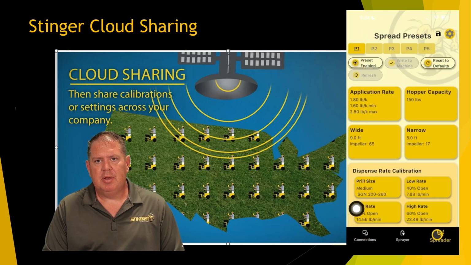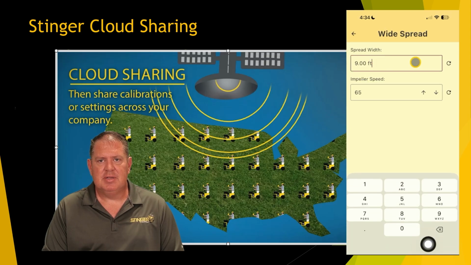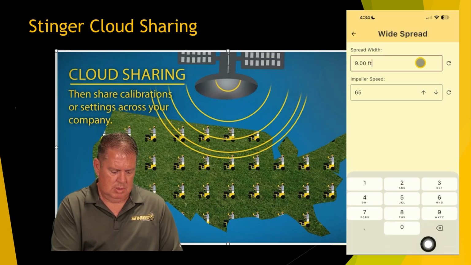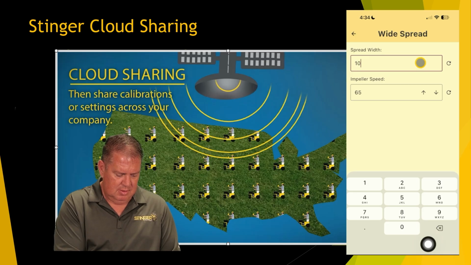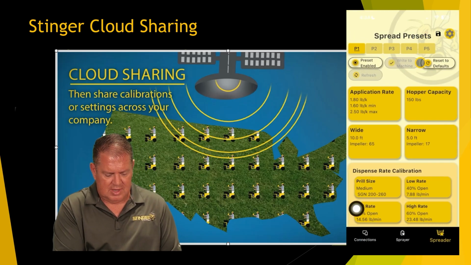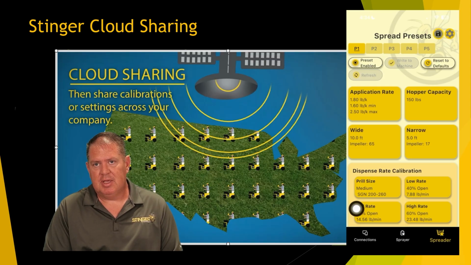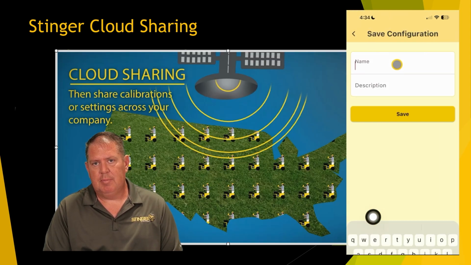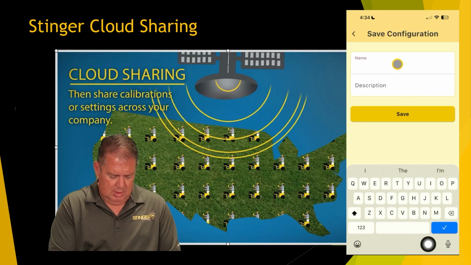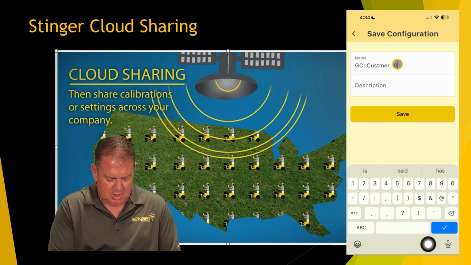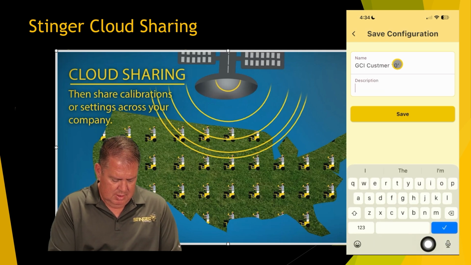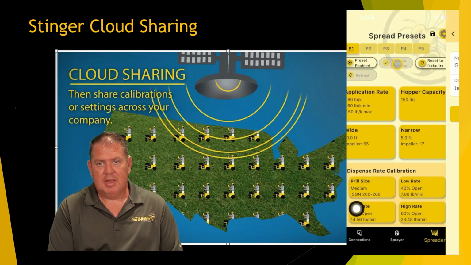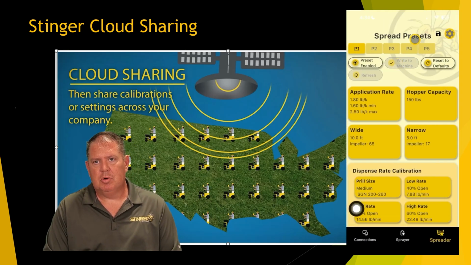Now I can come down here to the spread, and there it is on 1. Everything else is blank. We just loaded 1 spread preset. And I can come in here and we'll say, let's go from 9 feet, and we'll put in 10 feet. We'll back arrow, we'll save it, and then we'll come up to the top and we'll save it again. So we'll give it a name. We'll call it GCI Custom. And I remember exactly what the product is at 10 feet. And we'll put test. And I can hit save. And now we have a new calibration stored.